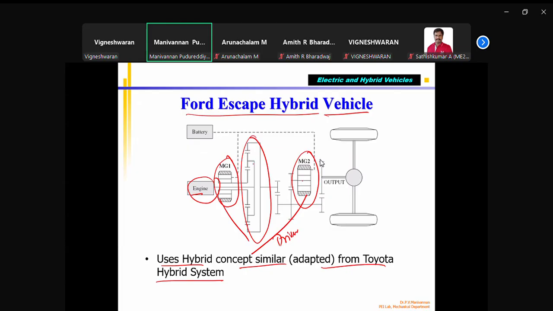This motor can be a driver. It can become a driver and add power to this, or it can charge the battery, driving the generator, becoming a generator, correct? It becomes a generator and charges the battery, correct? So it is similar to what we saw previously.